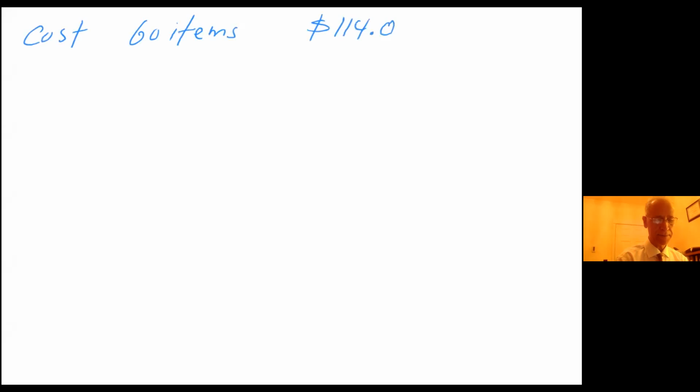Let's look at a comprehensive example of a linear function. Suppose we are told that the cost of producing 60 items, let's say hats, is $114 even. And suppose we are told that the cost of producing 260 items is this time $312.